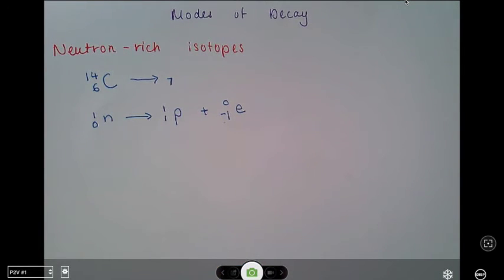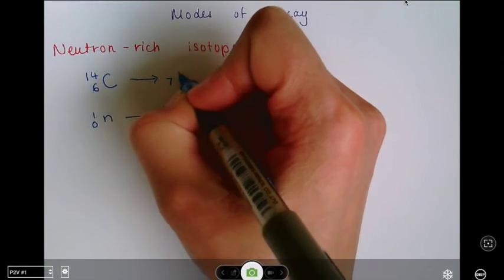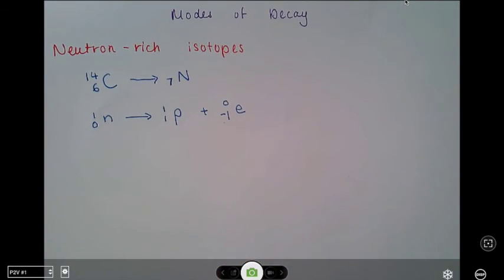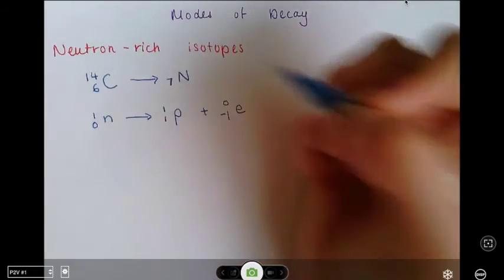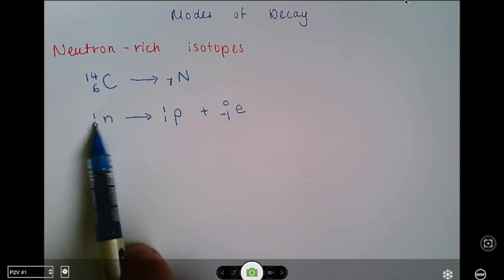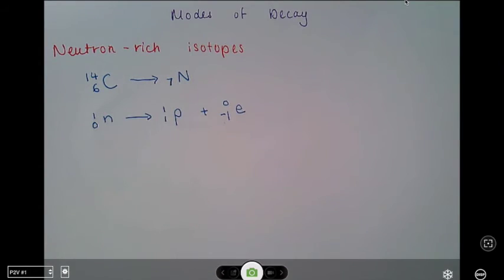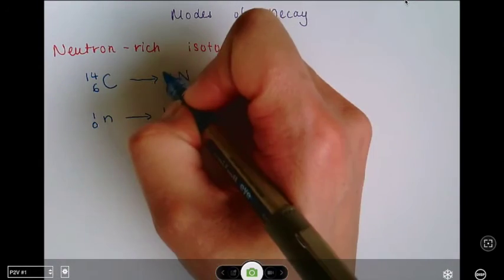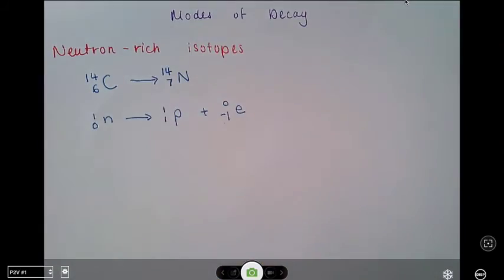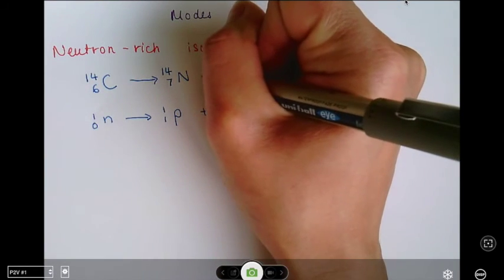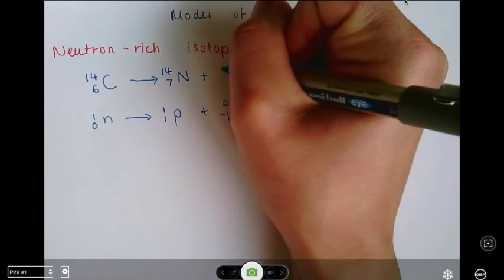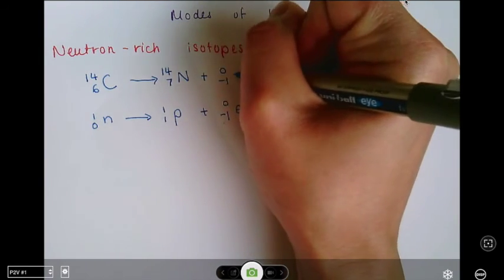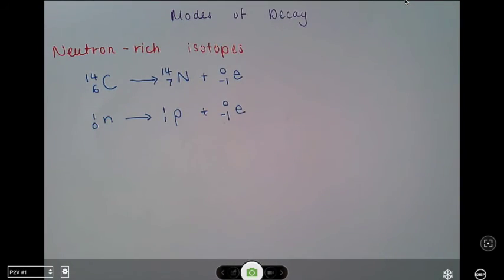Now, if we have a look at our periodic table, we'd work out that this has given us a new element, nitrogen. However, since we've lost one neutron and gained one proton, they both have a mass of 1, the overall mass remains 14. Okay, and what we write in our nuclear equation up here is that this has also produced an electron, which is emitted from the nucleus.